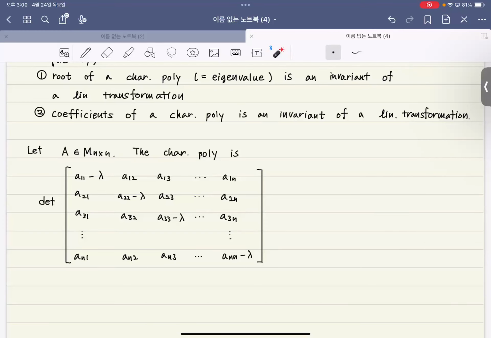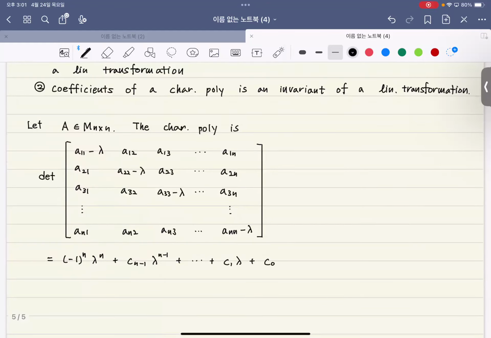The degree n term should appear only if you are multiplying these diagonal entries. So there has to be a minus 1 to the n factor. This is the leading coefficient, and then C_{n-1} lambda^{n-1}, and C_1 lambda, and C_0. So this one is the characteristic polynomial.